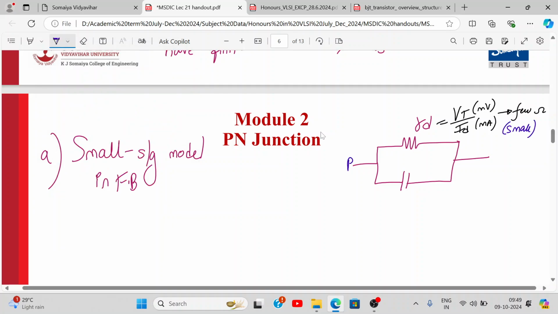Yes, this is the PN junction. And what else will come over here? C_diffusion. It is given by I tau_s upon V_T. This also is very small, in nanofarads. But the question is, why are they connected in parallel? Come on, tell me.